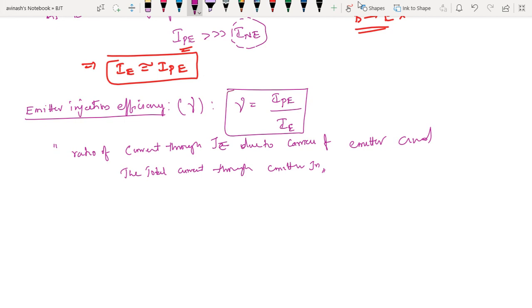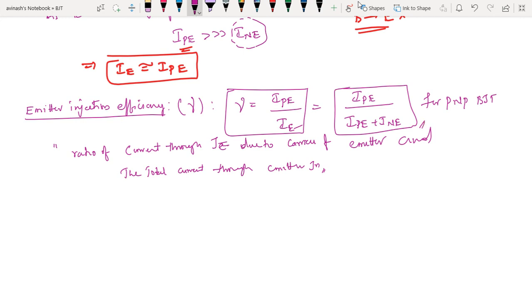IPE is nothing but the hole current through the emitter junction and IE is nothing but the total emitter current. You can even replace IE with IPE plus INE, for a PNP type of BJT. Hope this point is clear to everyone.